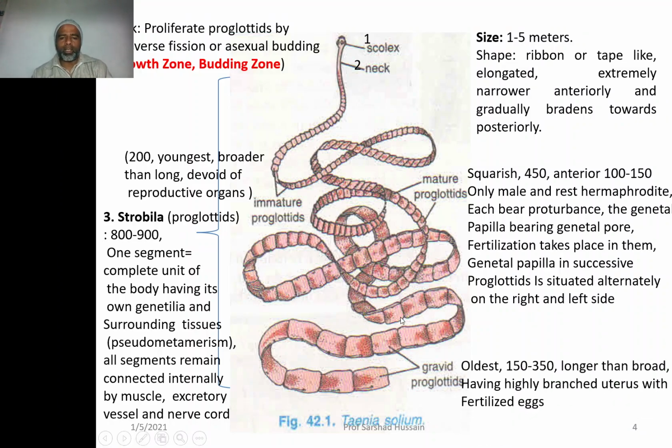Then the third type of strobila, the posterior-most, are the gravid proglottids. They number 150 to 315. They are much longer than broad, opposite to the younger immature proglottids, which were broader than long. They are longer than broad, having a highly branched uterus. In them, the reproductive system has degenerated. Only the uterus has remained, which is filled with fertilized eggs.